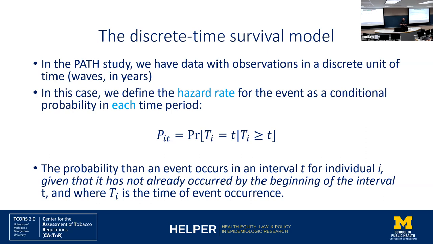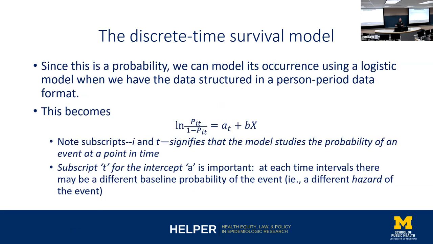We're adding the i and the t because it's longitudinal over time, but it looks familiar. It's just a probability. And because it's just a probability, we can extend this probability to look at a logistic model over time. So this is a basic logistic model. You'll see that there are a couple of changes to this model.